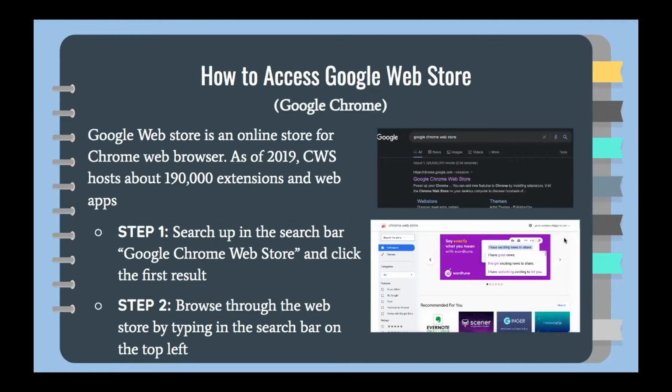And how to access the Google Web Store in Google Chrome. First off, it's an online store for the Chrome web browser. As of 2019, the Chrome Web Store hosts about 190,000 extensions and web apps. So step 1, search in the search bar for Google Chrome Web Store and click the first result. Then browse through the web store by typing in the search bar on the top left.